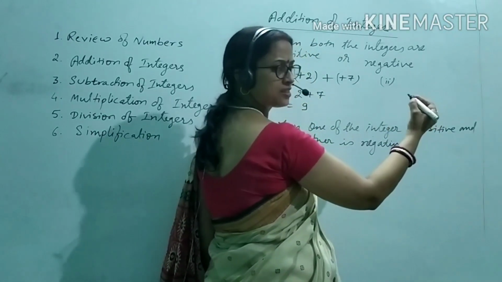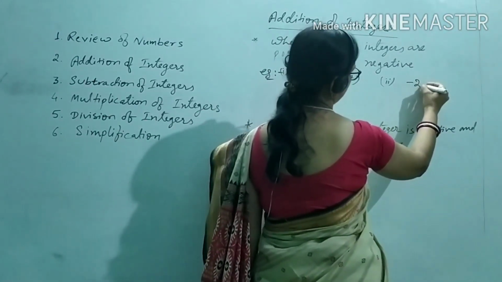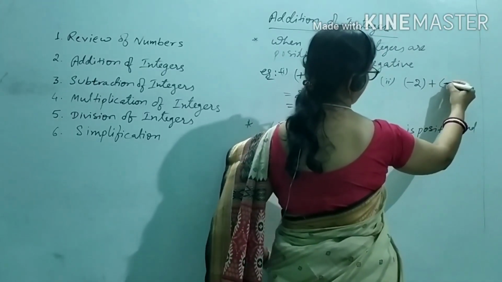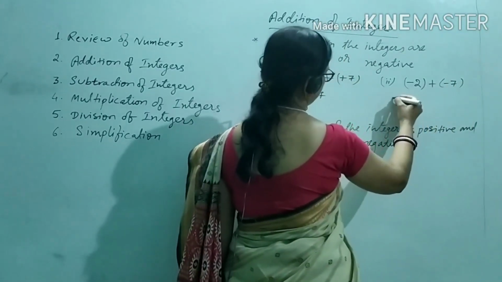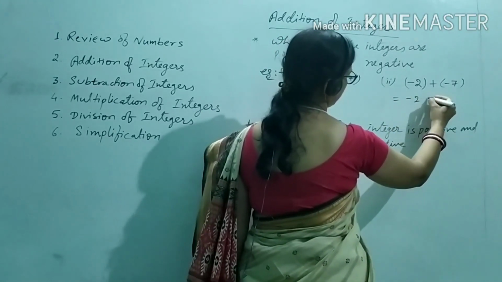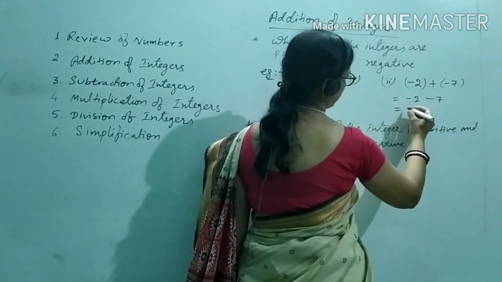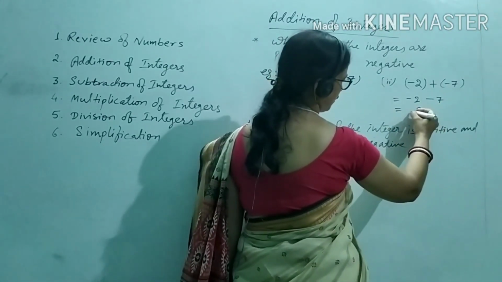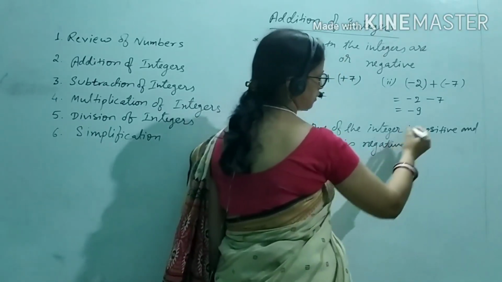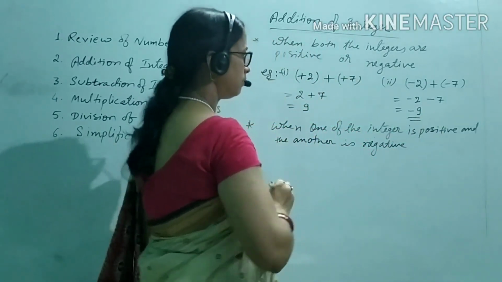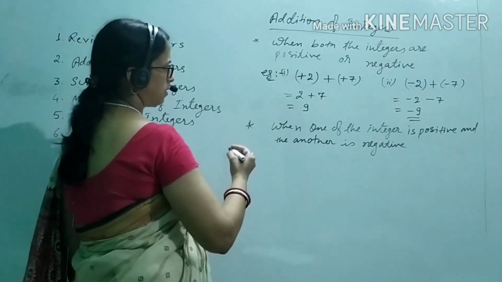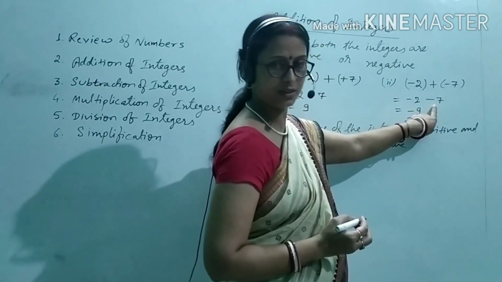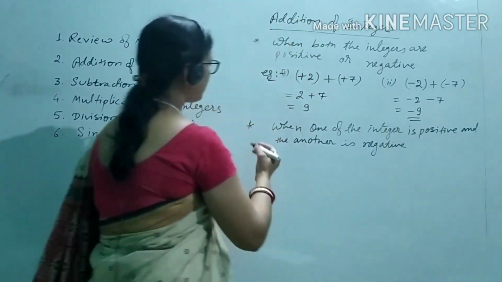Then the second example, when both the integers are negative. Suppose minus 2 is here, when we are adding it with another integer, minus 7, the result that we are going to obtain is the same 9, but the thing is that the 9 will be followed by a negative sign. So here again we obtain an integer. Why is it a negative sign? Because we are adding two negative integers. Okay, now coming to the next.